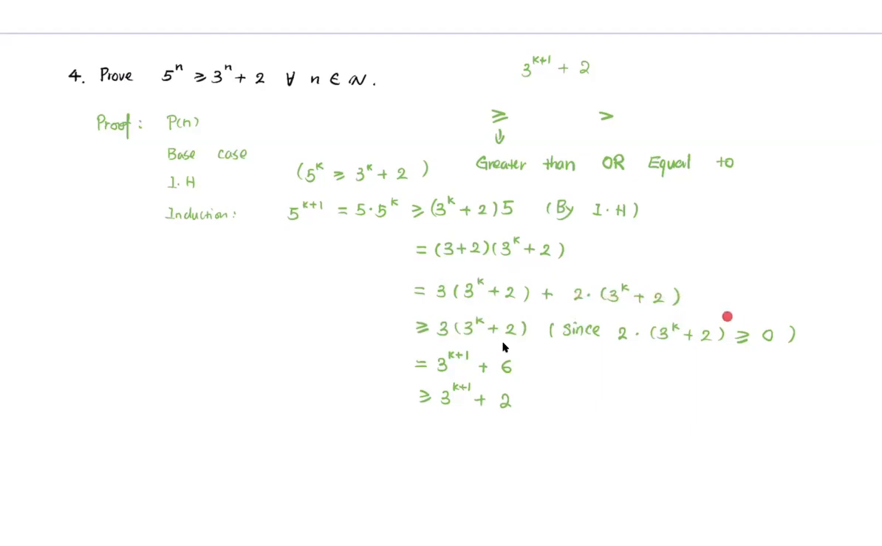Because this is positive, I know it's greater. Okay, that's a key thing. If we don't know if it's positive, then we don't know. If it's a negative number, then it's going to be smaller. Any other question? Okay, I think that's it for induction. Let's move on to the next.